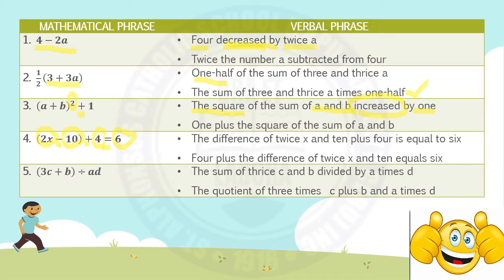Next, the sum of thrice c plus b divided by a times d. Or it could be the quotient of 3 times c plus b and a, times d. It could be like that.